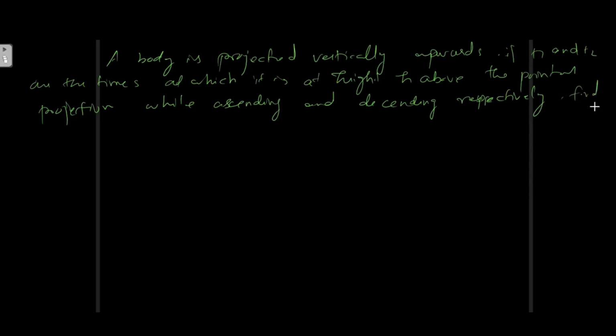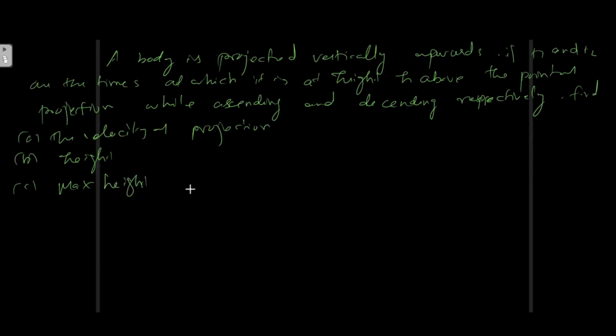Find the velocity of projection, the height, and C, the maximum height reached by the body, and D, the velocity at height h by 2.